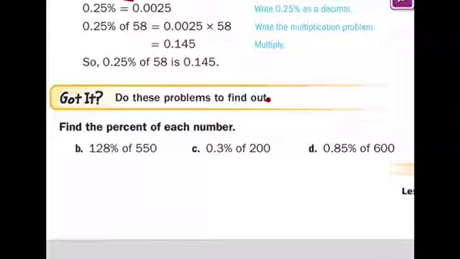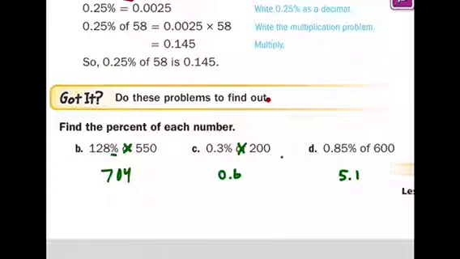So in problem B, first thing, you had to do 128% of 550. Remember, if you type that in, you type times, and you should have 704. For C, you had to do 0.3% times 200. And if you do that, you should have 0.6. And last, you had to do 0.85% times 600. And if you did that, you have 5.1.